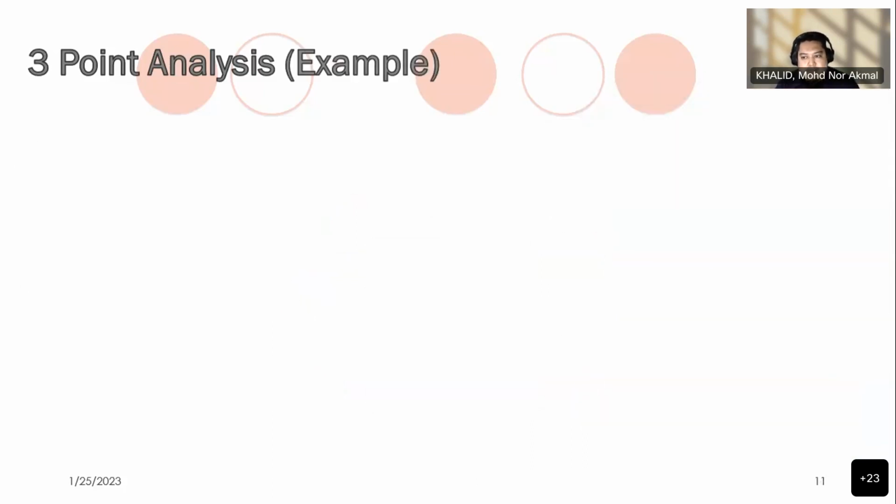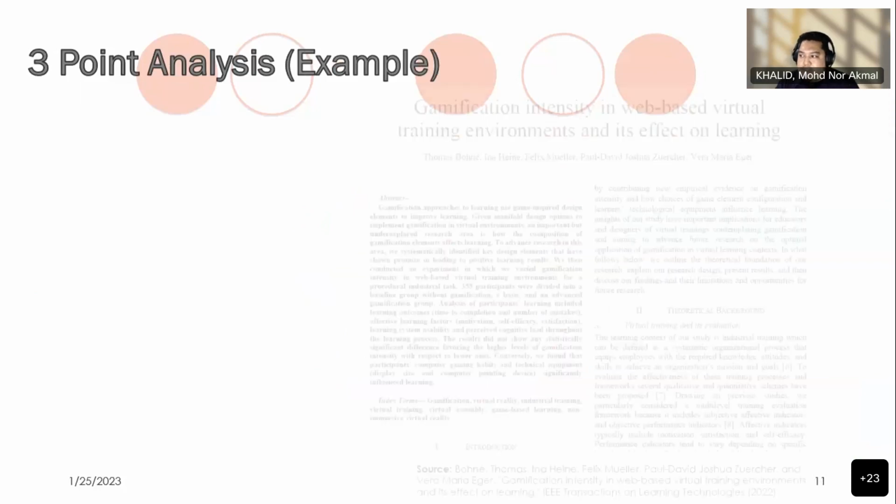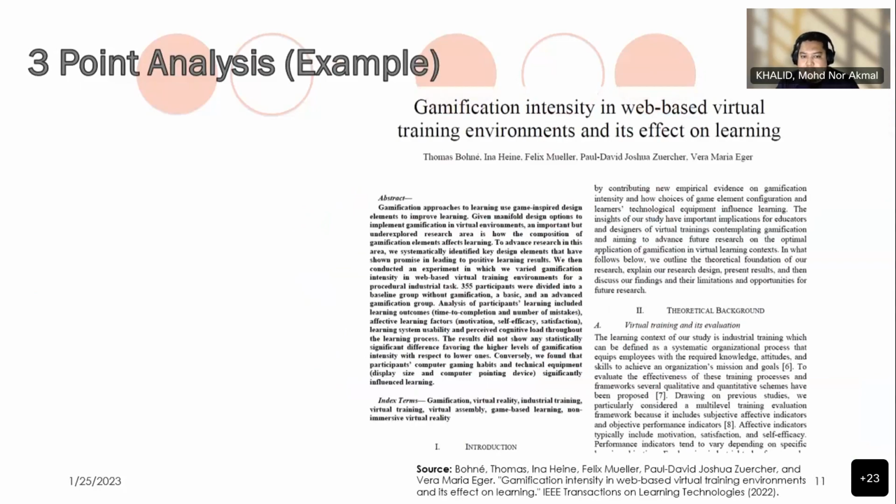And then I'll try to cover one example using this three-point analysis. Let's say this is the paper on gamification in web-based virtual training environment and its effect on learning. I just got some random paper online, the one that is most relevant from my own perspective, because I understand much about gamification, so I can extract this three-point analysis.